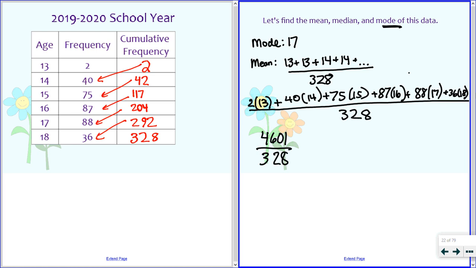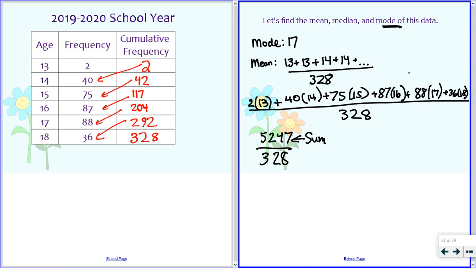Okay, I have an error here. Let me look. Yeah, I got something way too low. So it's 2 times 13, 40 times 14, 15 times 75, 87 times 16, 88 times 17. Okay, I see it. Okay, so I got a sum of 5,247. So this is the sum of every student's age in the school.